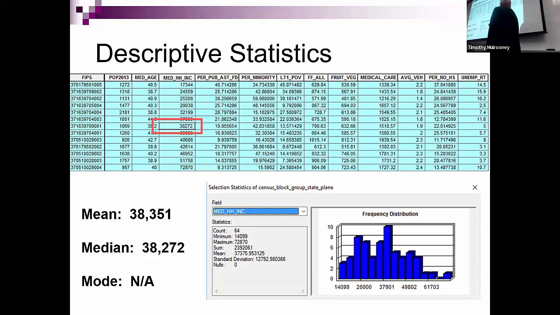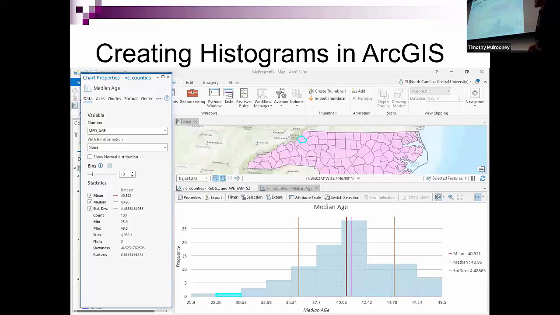And you can see the mean, the median, the mode. It's not applicable because you're not going to have a lot of the same values that occur when we have such granular data. So in ArcGIS Pro, we can create histograms relatively easily. So if we look at all 100 counties here in North Carolina, it gives us the mean, the median, the standard deviation, the count.